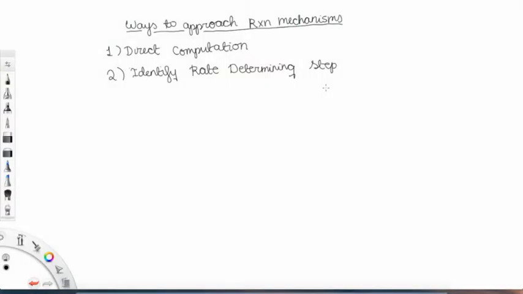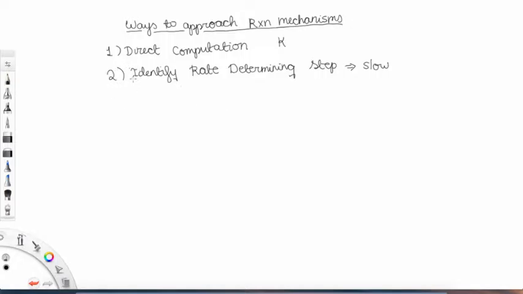So to tie together a lot of things that we've talked about up until now, I wanted to talk about the two ways to approach reaction mechanisms. The first is the direct computation, and this involves solving the differential equation and varying the values for k, or the rate constant, to get agreement with the experiment. The second way to approach this is to identify the rate determining step. Remember, this is the slow step that determines the rate. In this case, we use the rate law of this rate limiting step as the overall rate, and we compare that model with the experiment.